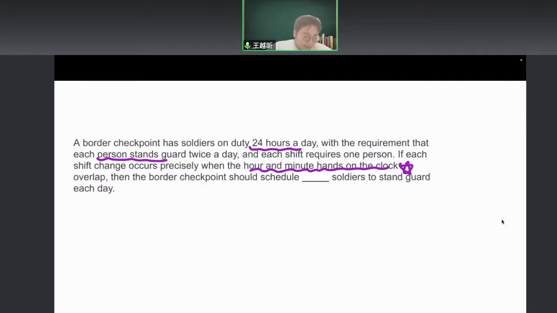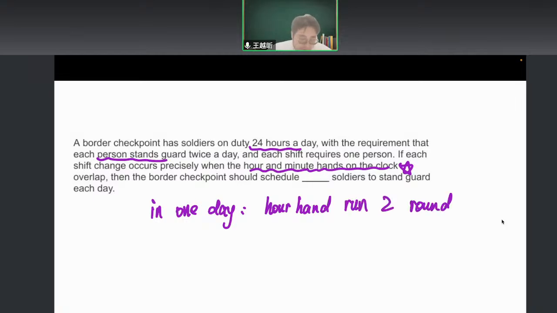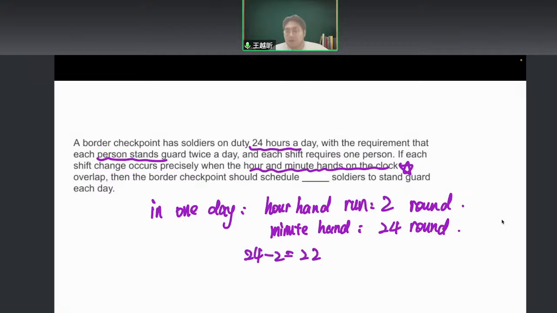Overlap. So in 1 day, you need to know the hour hand runs 2 rounds, and the minute hand will run 24 rounds. Which means the overlap should be 24 minus 2 equals to 22. And each time we need 2 people. So 22 divided by 2 equals to 11. So the answer is just 11 soldiers.